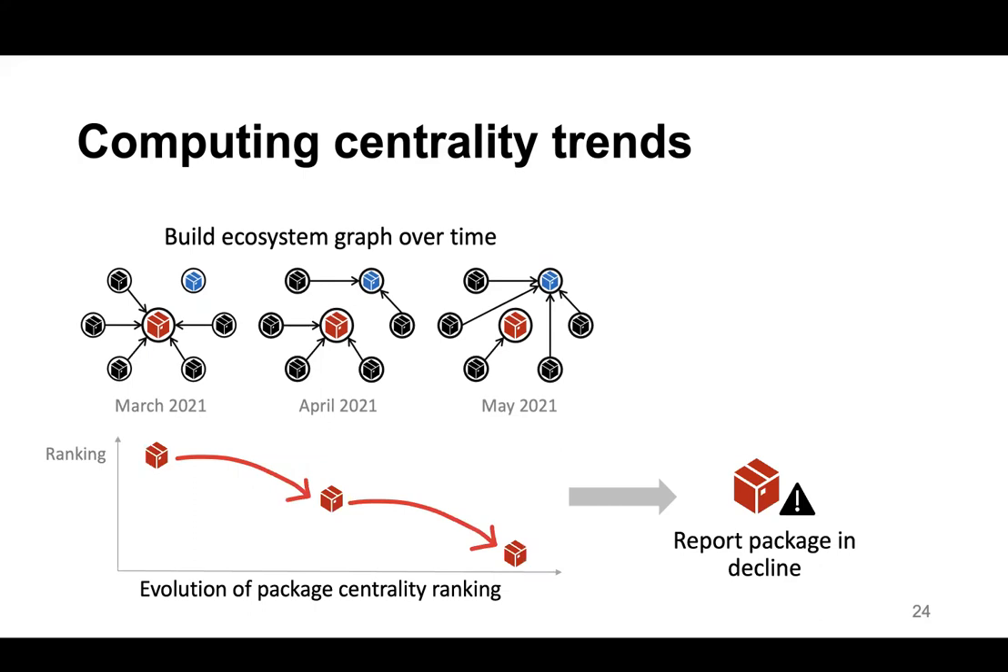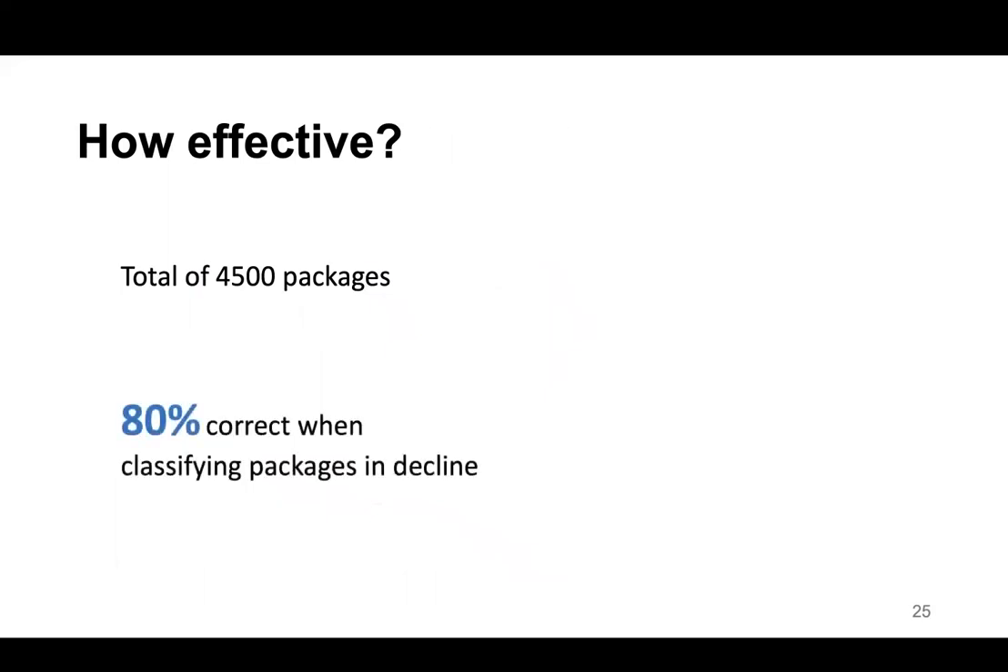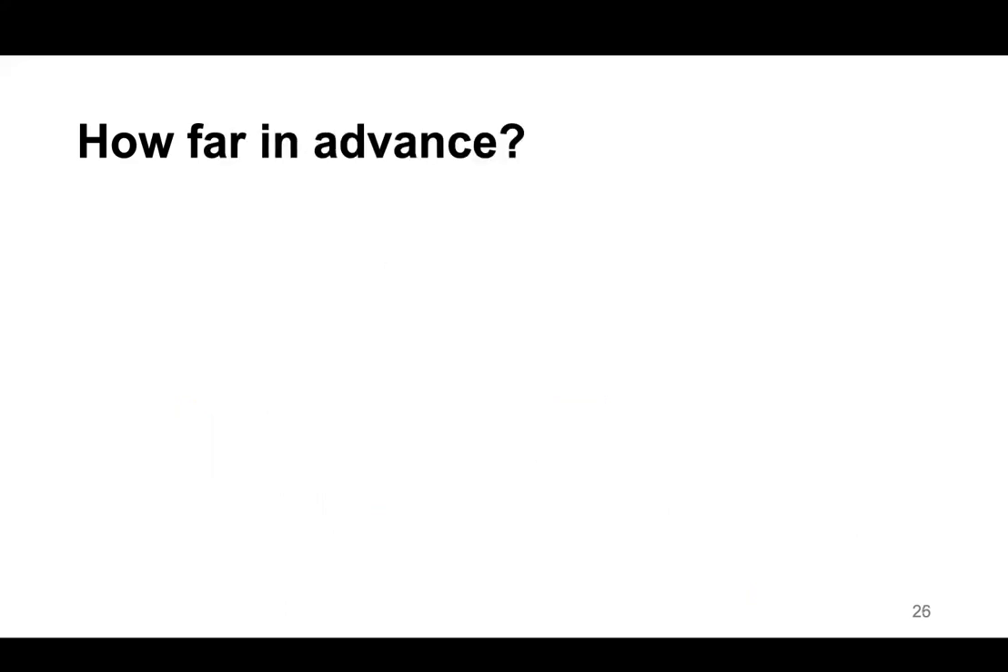Okay, so we report those packages in decline. And to see how effective it was, we evaluated on 4,500 packages using many different metrics. We found that our approach had a precision of 80% and recall of 87% in detecting packages that are declining in community interest. More important than that, as a matter of fact, is how far in advance we can warn developers: look, this library, people are not using it anymore. Perhaps consider alternatives. Right?